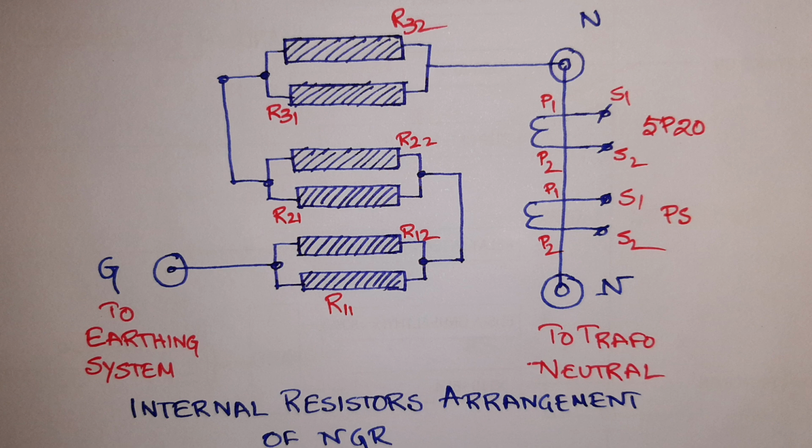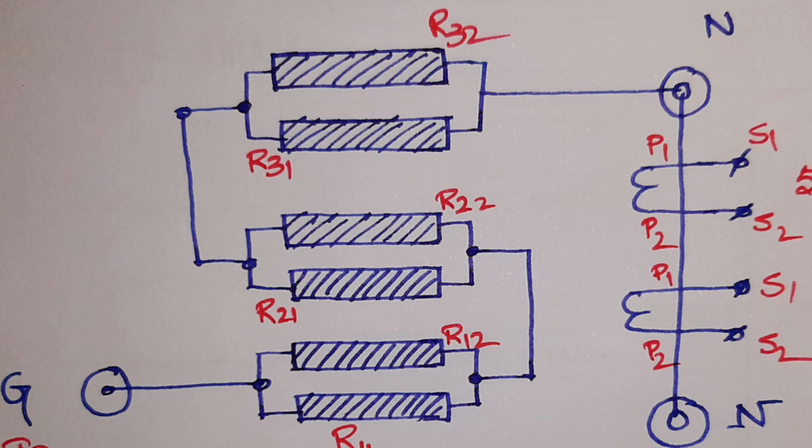Okay, so this is a typical diagram of NGR. You can see that I have drawn the resistance elements of the NGR inside it: R11, R12, R21, R22, R31 and R32. The shaded elements are resistances, and you can see that these are connected in a series-parallel combination.